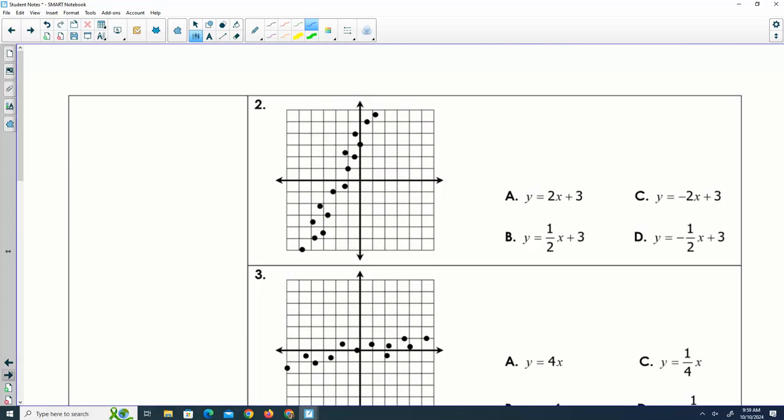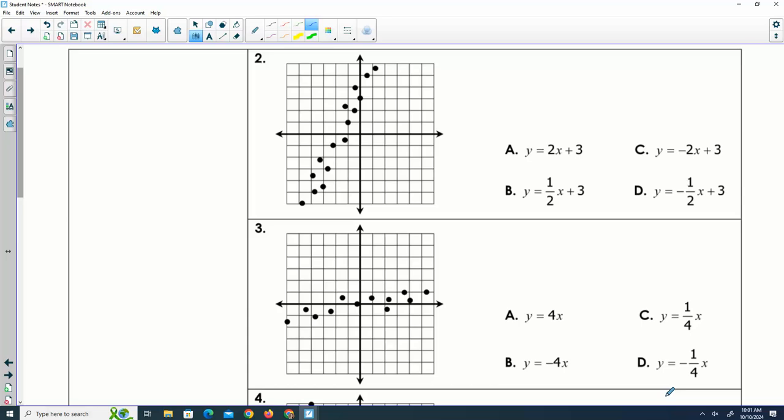Alright, I want you guys to do number 2. You are trying to decide what the best choice would be here. Is there any way I can narrow down my choices to begin with? You can get rid of the negative. If I look at this, it is increasing. So that means I have to have a positive slope. So anything with a negative slope, I automatically know is out. So now I have a 50-50 shot.